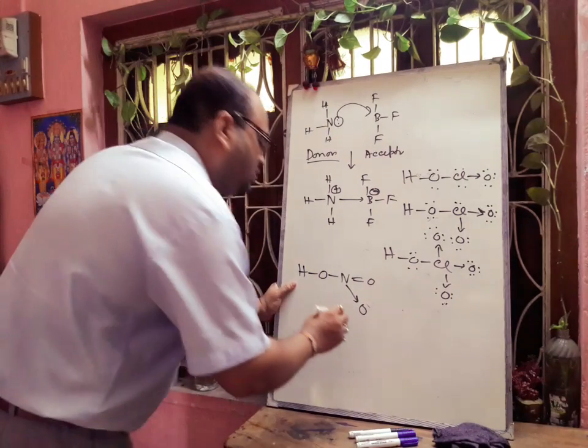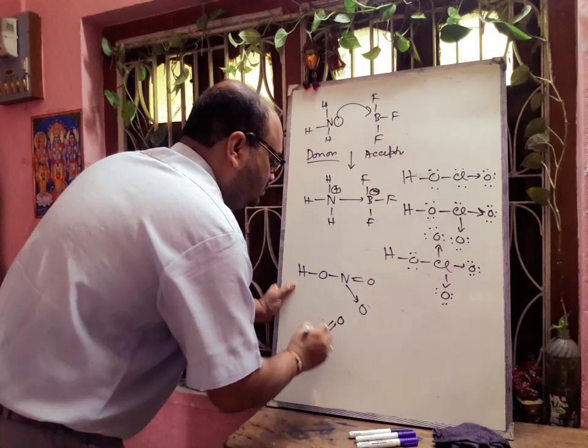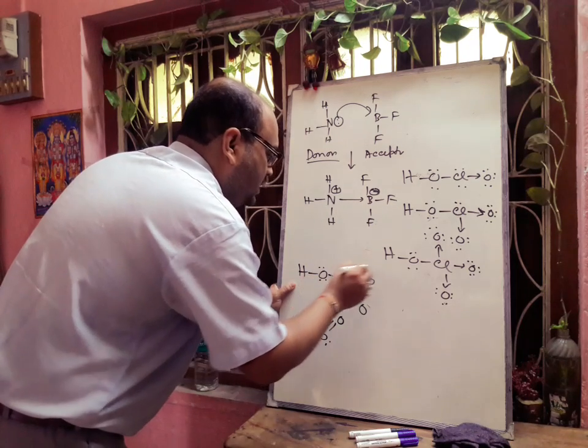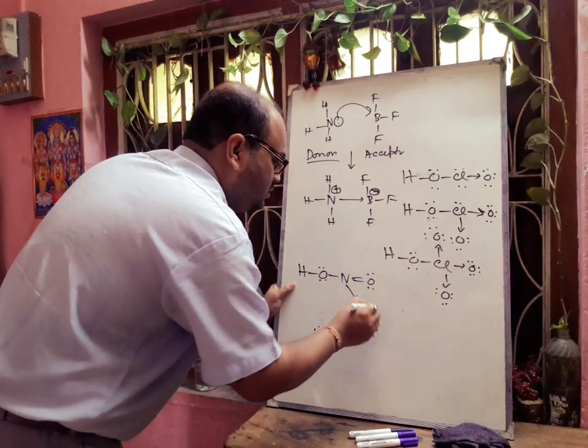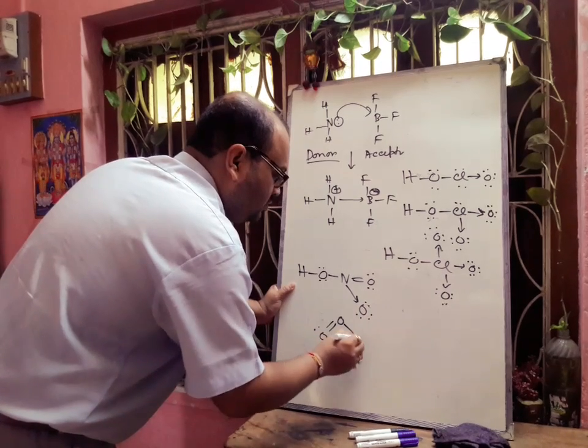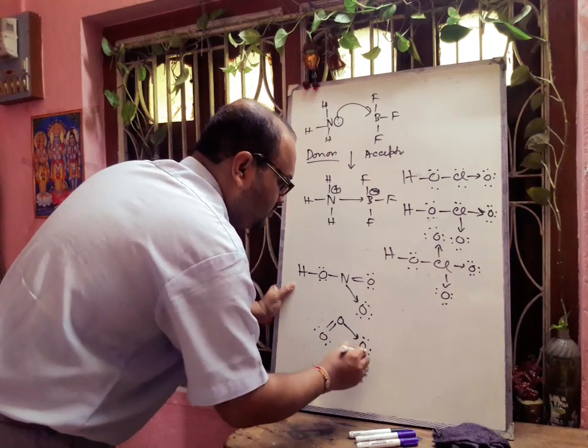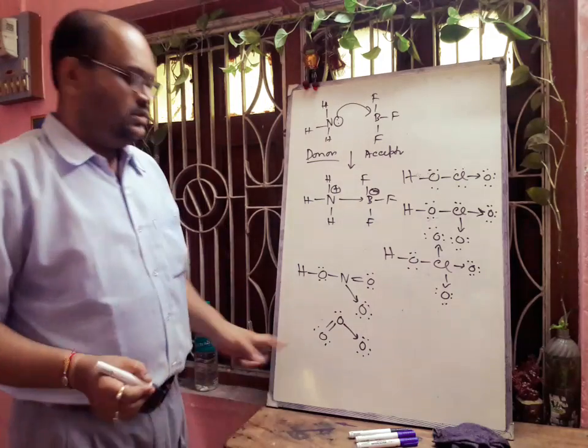Next we will discuss the ozone molecule. Here we can show the lone pair of electrons also. Now in case of ozone, there will be one coordinate bond. Okay, this is the case of ozone.